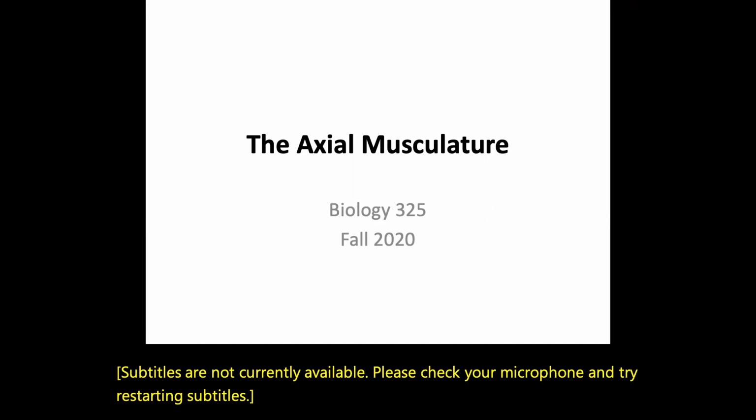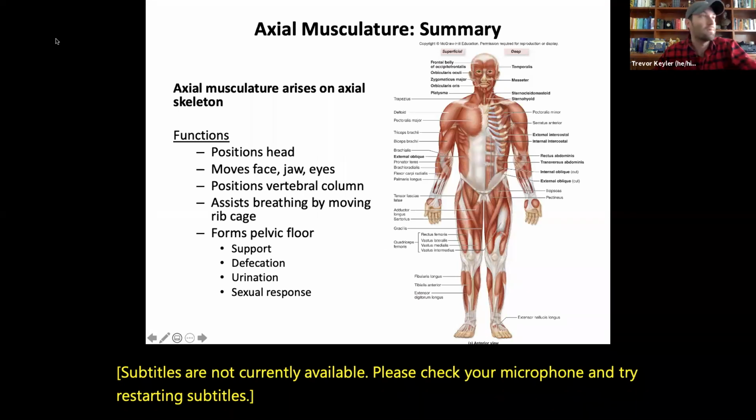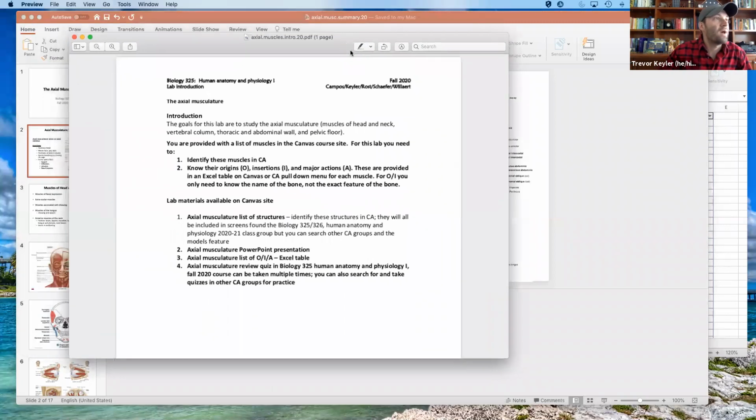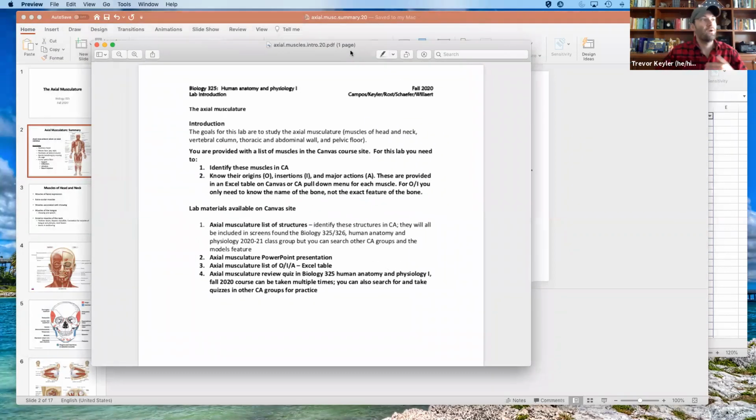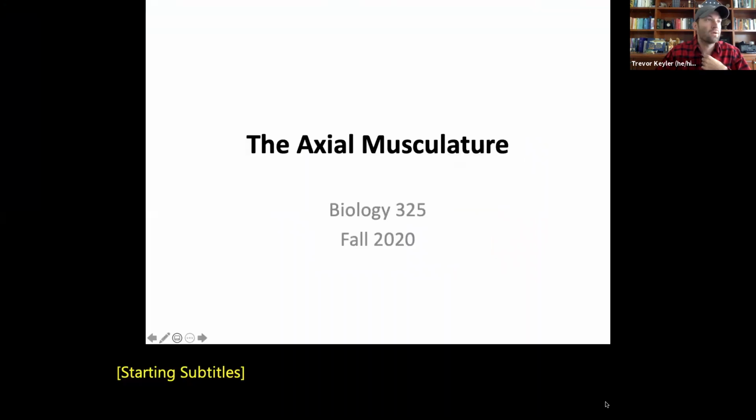All right. So just like with every other lab, you got that nice little intro sheet up there on Canvas. If I pull that up real quick, I suppose I'll get out of PowerPoint for a second. Here, you can pull this up, and it's going to tell you what we need to know for this week. So in addition to the axial muscles, we're going to need to know origin, insertion, and action of these muscles. Okay.